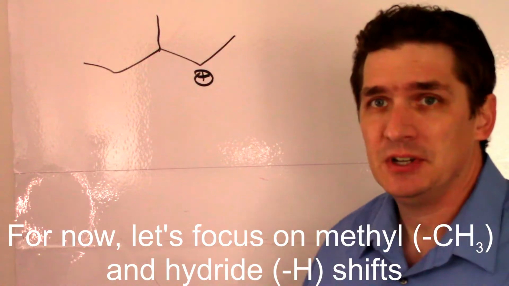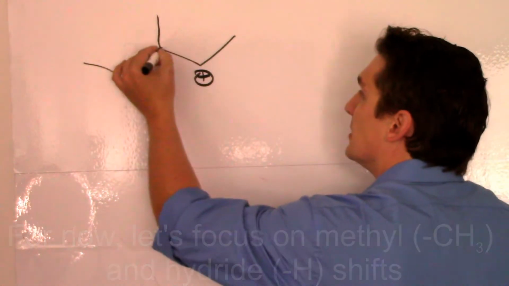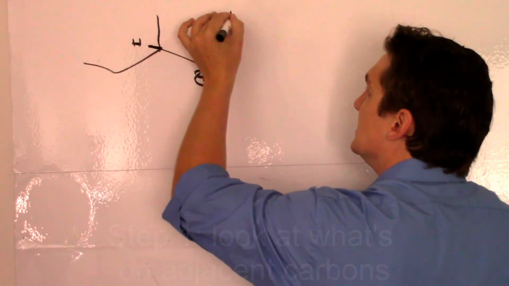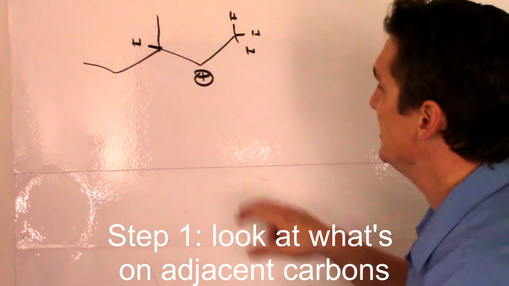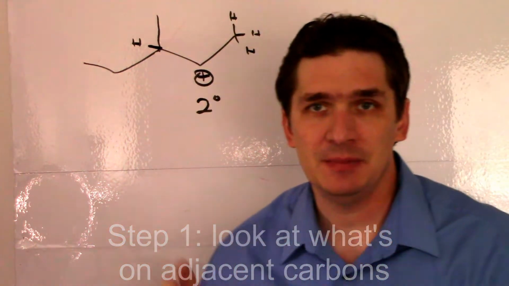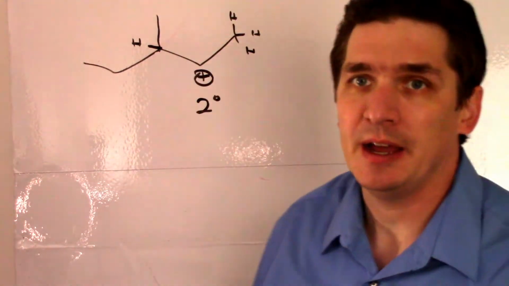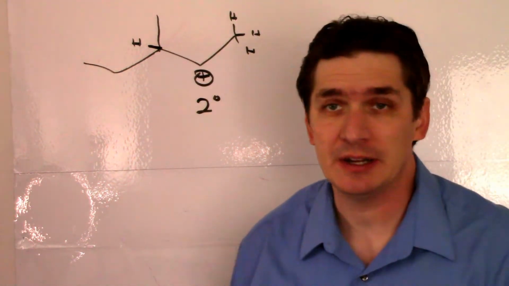So in order to figure out if we're going to have a shift, and in which way it goes, we look at the carbons that are beside our carbocation. So here, this would be a secondary carbocation. And to the left, we have a hydrogen, a methyl, and an ethyl. And to the right, we have 3 hydrogens. Now, we can get a shift from either one. The question is, which one is more likely to occur?